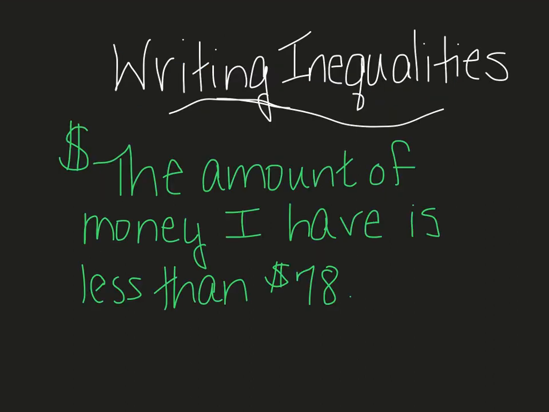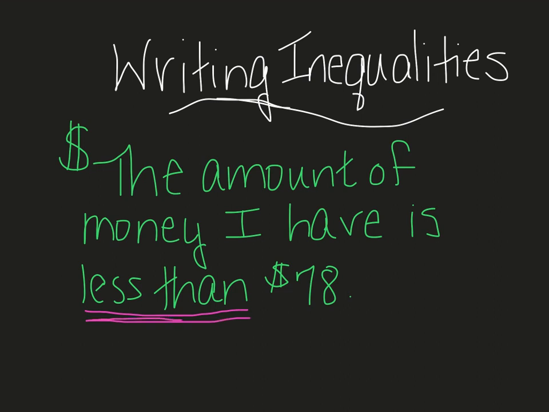Okay, so when writing inequalities, we're not going to be given something like 2 is less than 3, which we can write pretty easily. It's when we have unknown parts, and that's what we're going to be working with today. So it says the amount of money I have is less than $78. Now, you don't know how much money I have. I'm giving you a little bit of information, telling you that the amount of money I have is less than. That is a clue here, is less than.